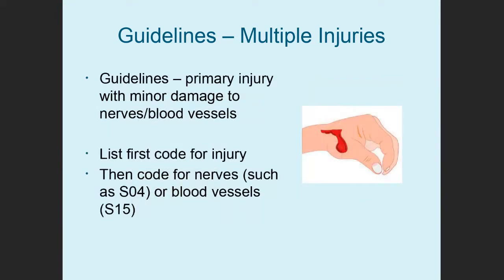Other guidelines involve injuries to nerves and blood vessels. If the primary injury, the main injury, such as a laceration or a wound, includes minor damage to nerves or blood vessels, code the primary injury first and then the minor injuries as appropriate.